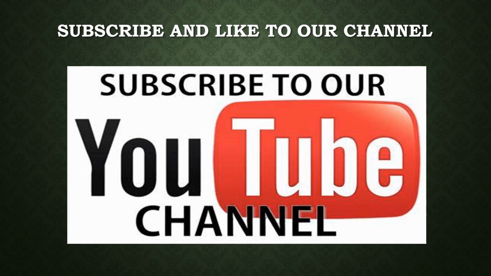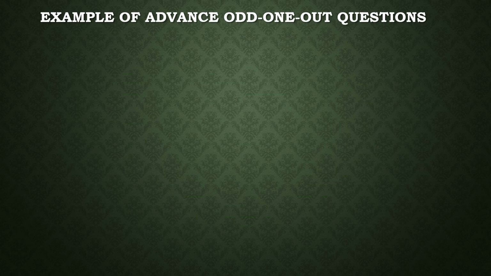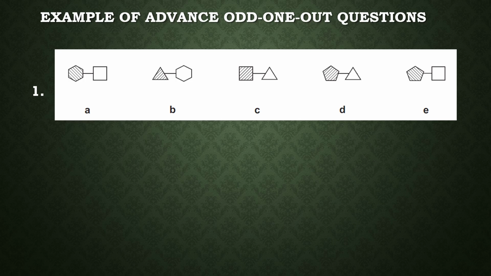So now let's start looking into some of the advanced odd one out questions and their related answers. If we look into the first question, in this particular question there are two images in all of them, and one image is always with shading, another image is with non-shading, but we do not see a common rule here.